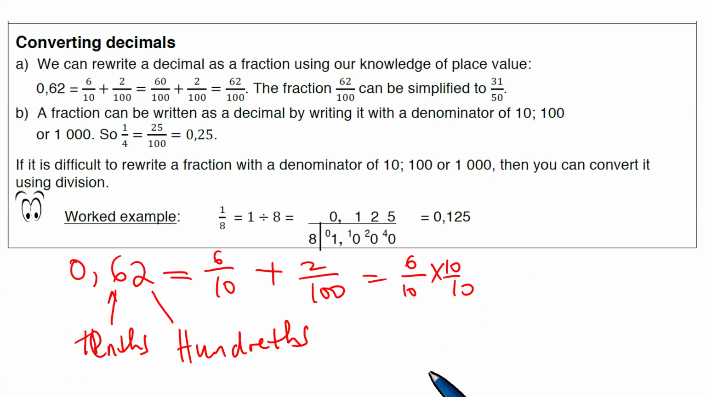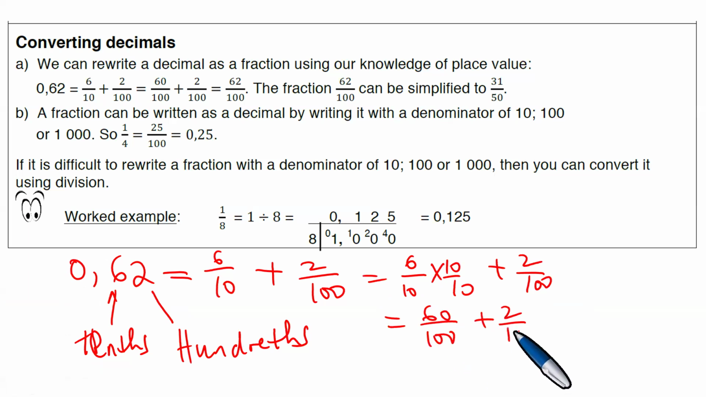Okay, so what is this? 2 out of 100. 6 by 10, it's 60 out of 100. 2 out of 100. 62 out of 100. Okay, this will be like 62 out of 100. So we're changing 0,62 to converting decimals.